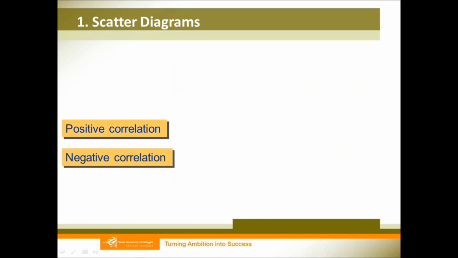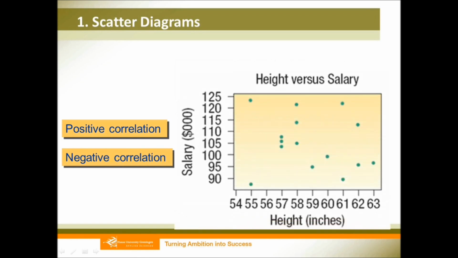Now let's look at the third situation. What is the correlation between how tall you are and how much you earn for your salary? From this graph, you can see that all the data points are randomly scattered. So we will conclude there is no correlation between your height and your salary.